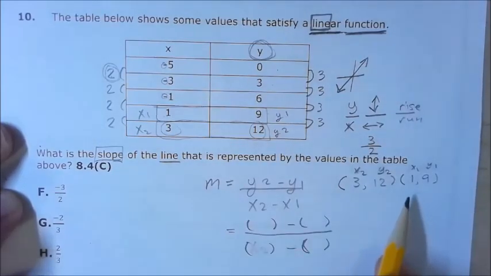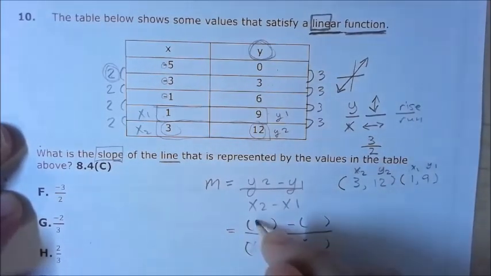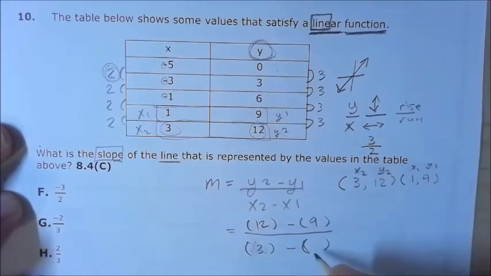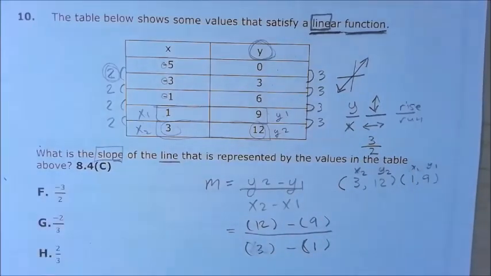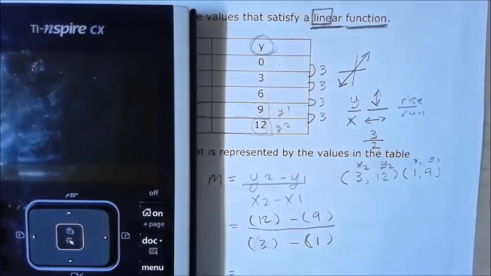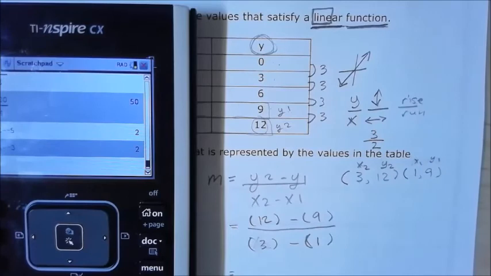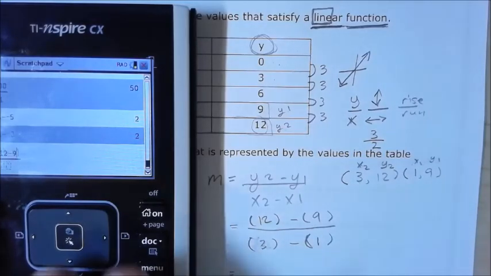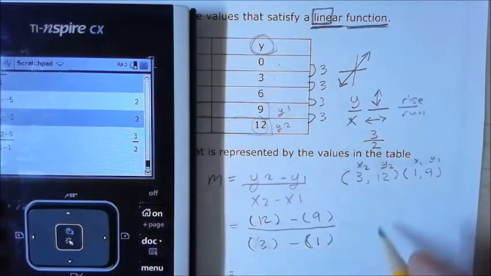With that being said, we just need to plug in these numbers. So my y2 is 12, so I'm going to plug in my 12. My y1 is 9, I'll plug in my 9. My x2 is 3, so put that in there, and my x1 is 1. Now you could do this by hand. You don't have to use your calculator, but I think with the calculator it'll make sure that you don't make any errors. And so if you want to use it, you're more than welcome to. So let's put our parentheses. We have 12 minus 9 over 3 minus 1. Hit enter. And it gives us 3 over 2. So that's equal to 3 over 2.